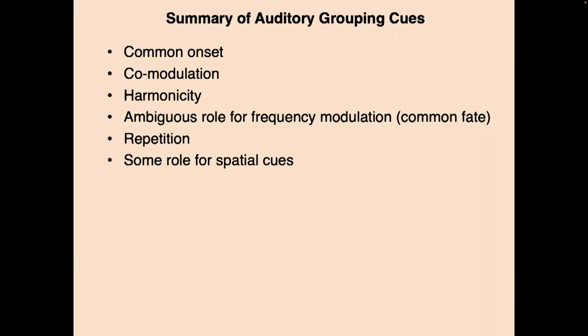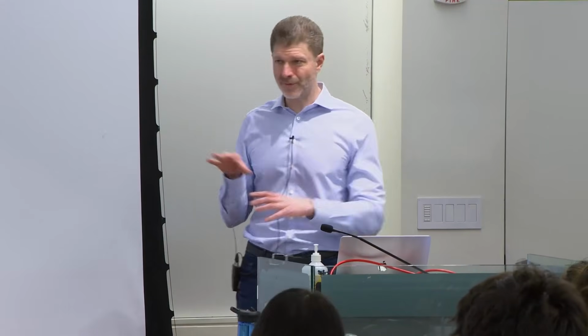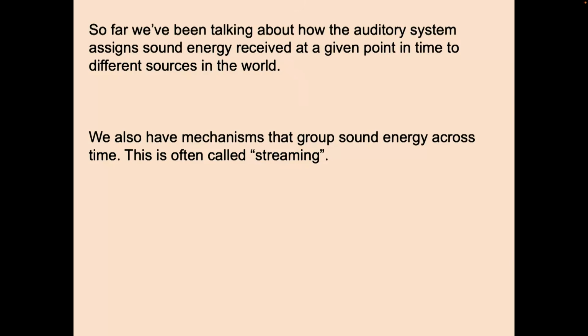Okay, so here's a quick summary of these auditory grouping cues that we've discussed. We talked about common onset, co-modulation, harmonicity, talked about how there's this ambiguous role for frequency modulation, talked about repetition, and then some role for spatial cues. All of the things that we've been discussing so far really relate to how the auditory system assigns energy received in a local neighborhood in time to different sources in the world. But there are also a whole bunch of phenomena that relate to the grouping of sound energy over longer periods of time, and this is often referred to as streaming. I'm going to give you a few examples of that.